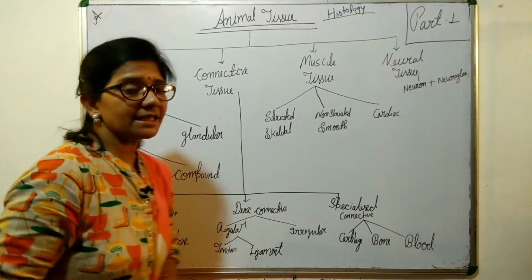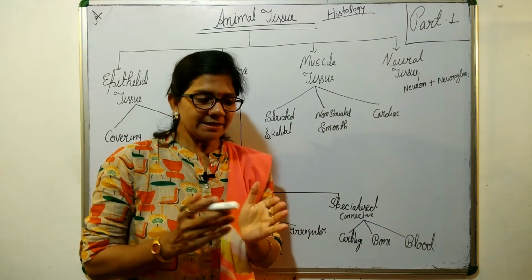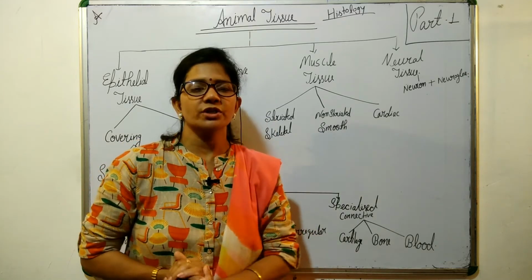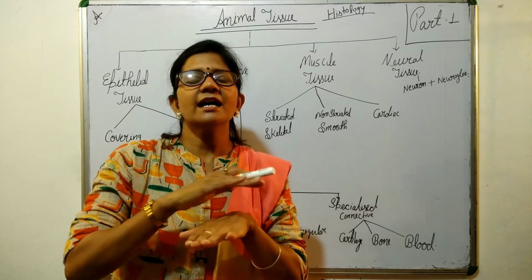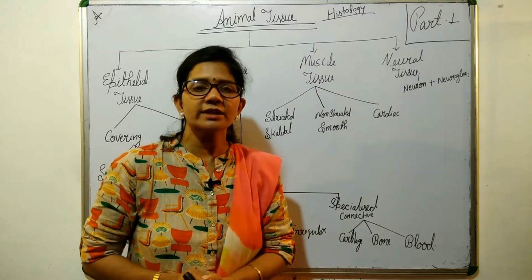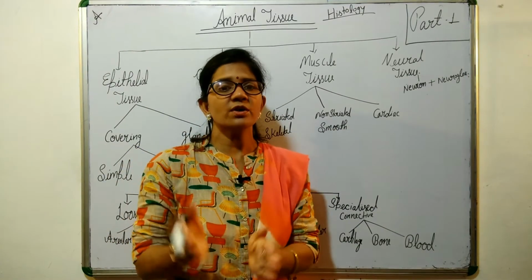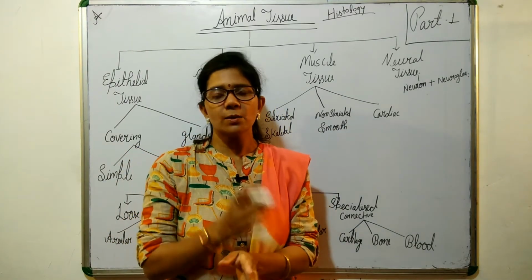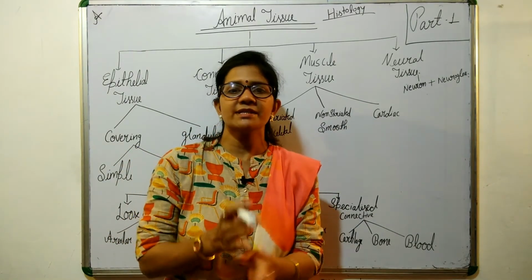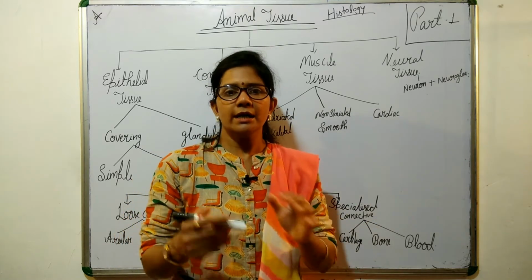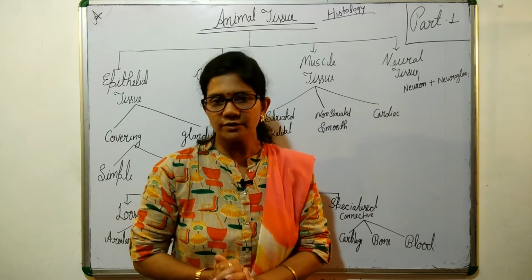Epithelial means the upper portion. They are the covering tissue, or the protecting tissue. Then the connective tissue: its function is basically to join two different organs, or two different parts of the body.